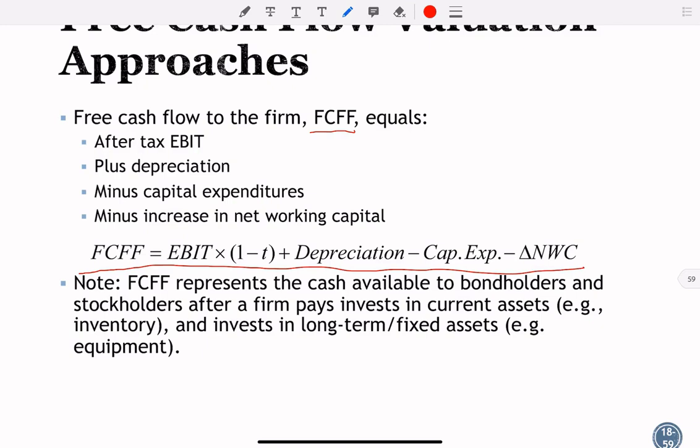So basically, free cash flow to the firm represents the total cash available to both bondholders and stockholders. So after discounting free cash flow to the firm using the weighted average cost of capital, this will give you the total firm value. And that's why by subtracting the value of debt, this will give you the value of equity.